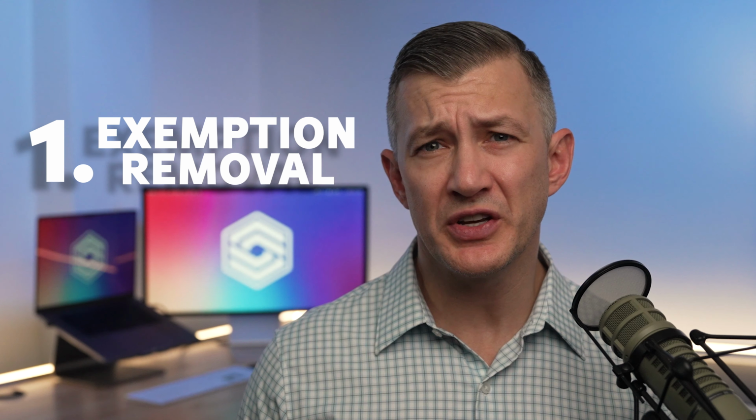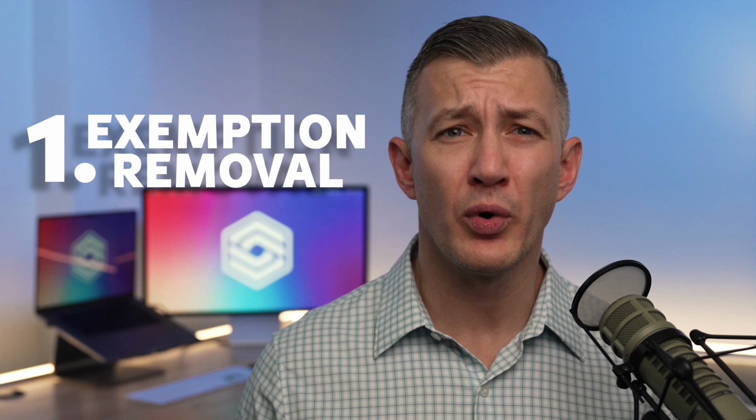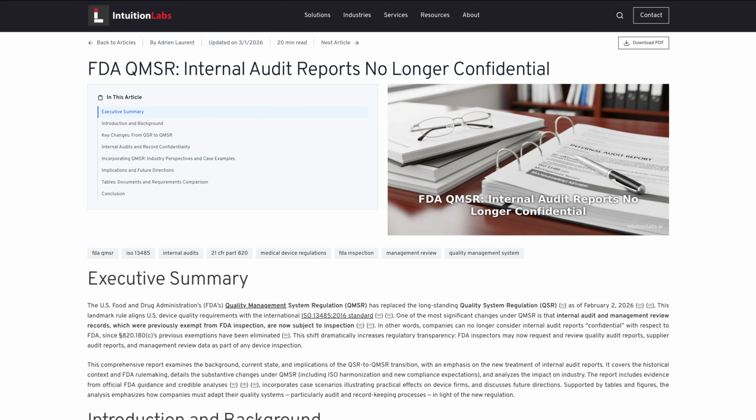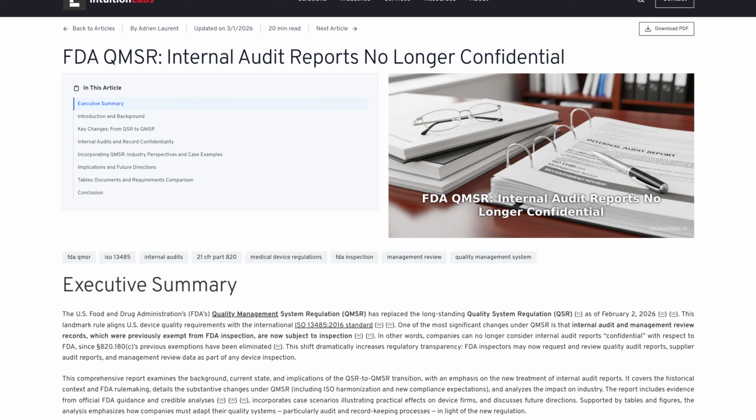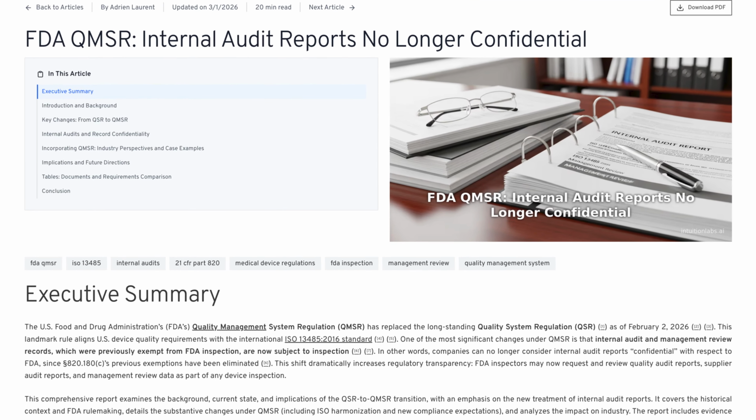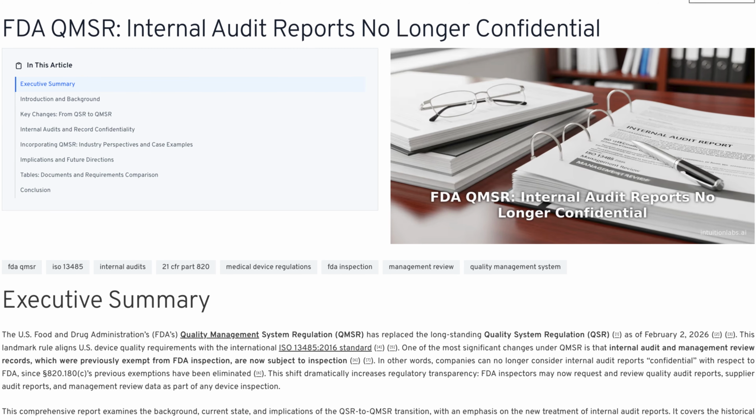The first major change is regarding the exemption section 820.180. This specifically shielded your management review records, your internal audit reports, and your supplier audit reports from FDA inspection. They could ask you to clarify in writing that these activities happen, but they couldn't actually look at the documents. Under QMSR, that exemption is gone. Inspectors can now review those records directly.